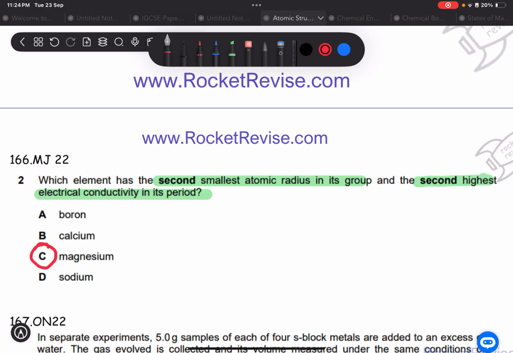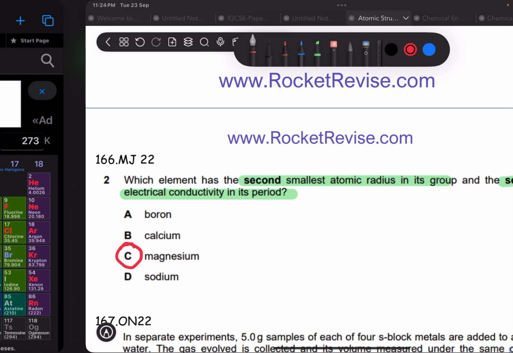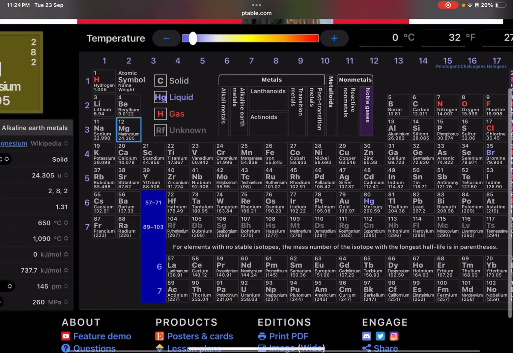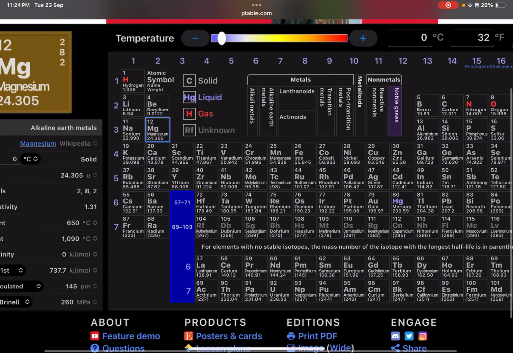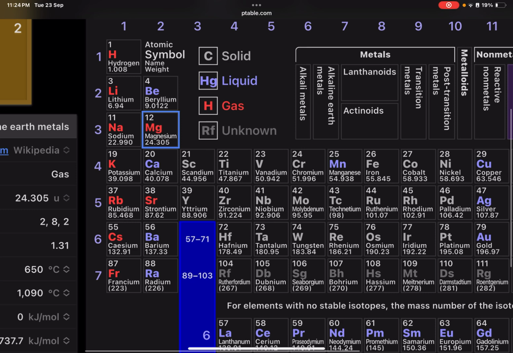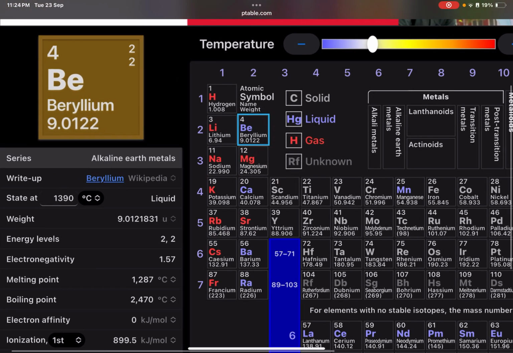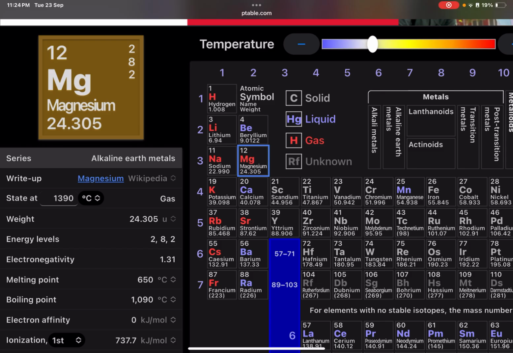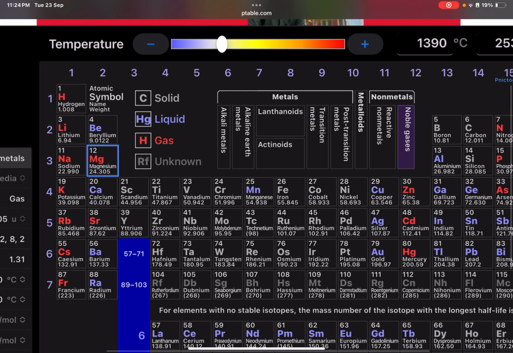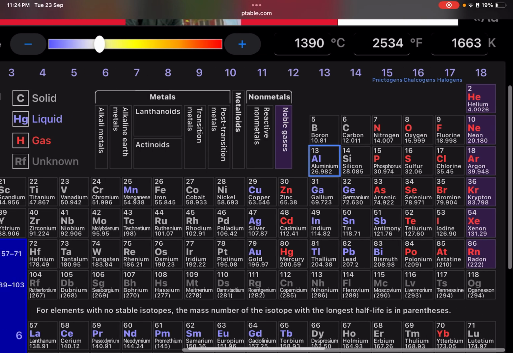I guess it has to be magnesium. Why? Because if you look at the periodic table, this is your magnesium. Magnesium has the second highest ionization energy in its group. Why? Because the first highest is going to be beryllium, and the second highest is going to be magnesium. And in the period, as you know, electrical conductivity increases across a period till aluminum. After aluminum, it's going to decrease.